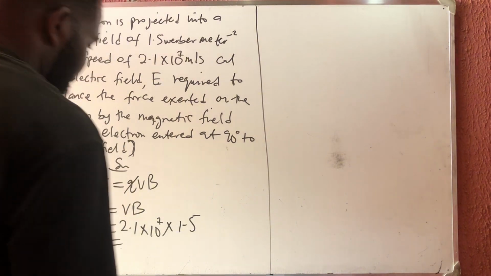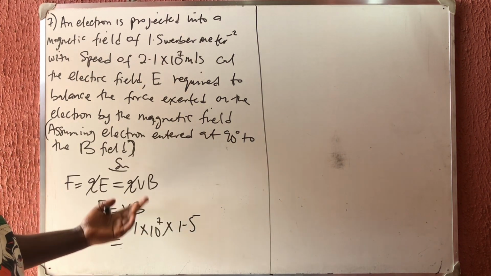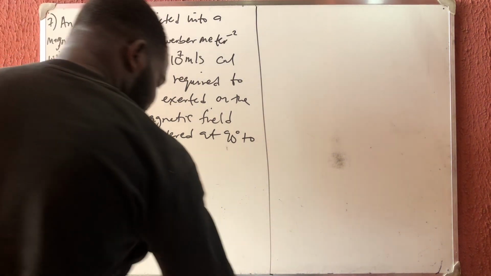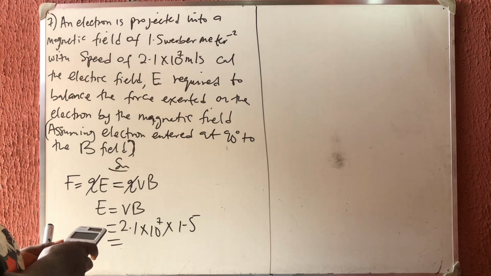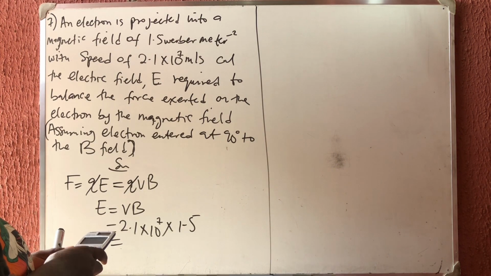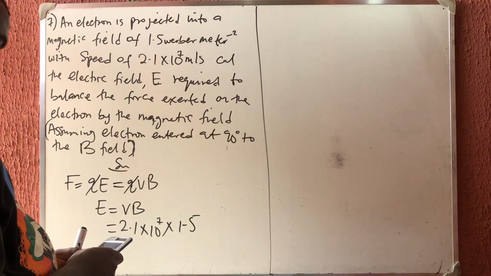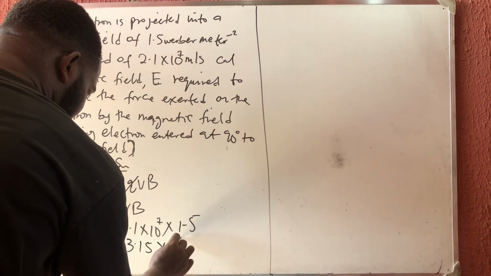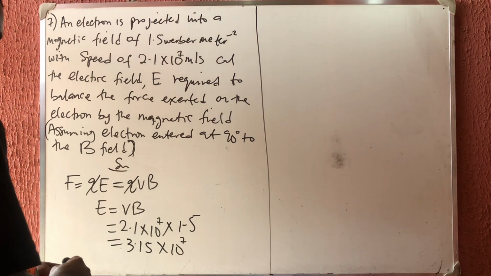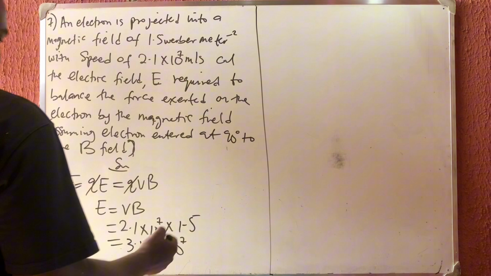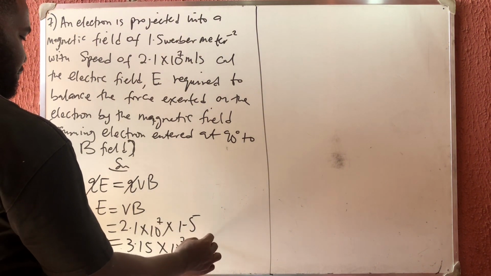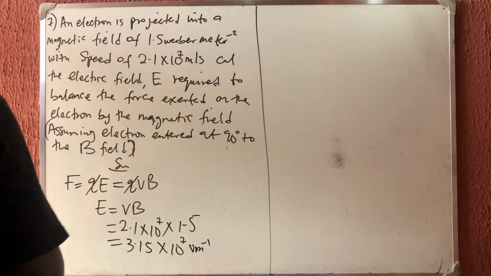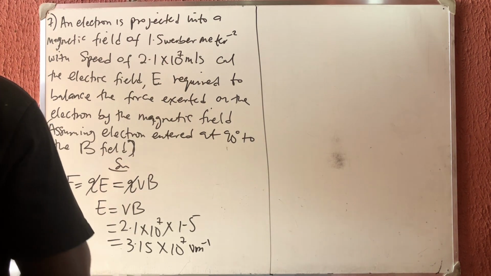The angle is 90, so sine 90 is 1. That's why I'm not using it; I put sine 90 as 1. So I'm going to have 2.1 times 1.5, that is 3.15. So that is 3.15 times 10 raised to power 7. That is your E, in volt per meter. I use volt per meter. Our E is equal to Newton per coulomb, anyone you like.